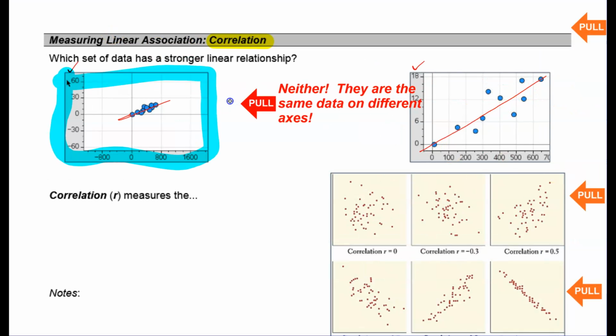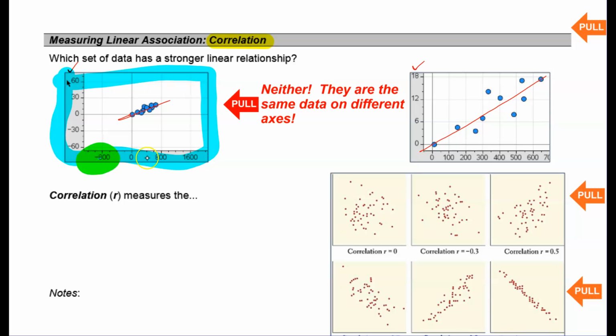But unfortunately, that answer would be wrong. The answer is neither, because they are the same data, just on a different set of axes. If you look closely now, you'll see I kind of tried to fool you here. Take a look at the axes: one goes all the way to -800, whereas this one just starts at 0, and one goes up to 1600, whereas this one just goes up to about the maximum of the data. So our eyes can be fooled very easily depending on the scale of our horizontal and vertical axes.